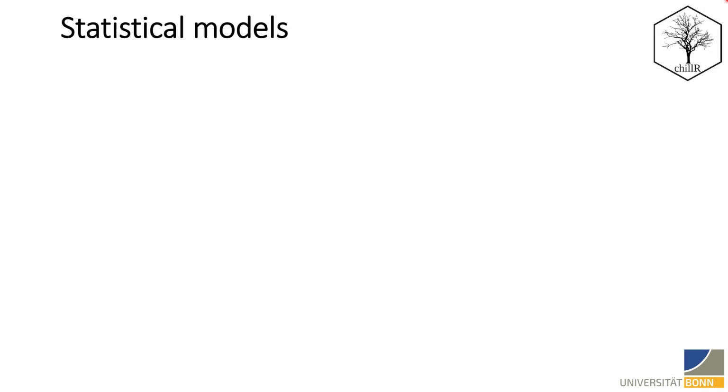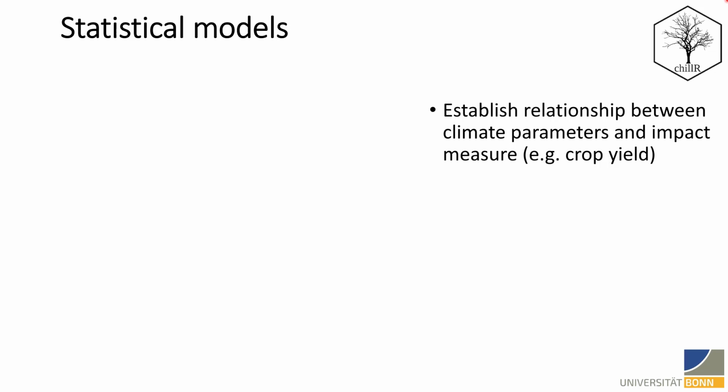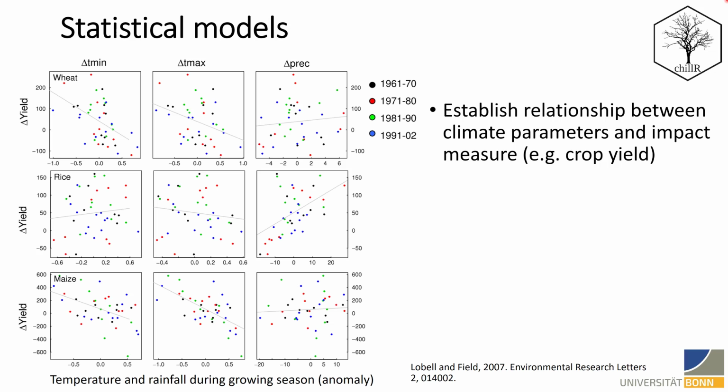The first category of models that we have available to us is so-called statistical models. Most of us will have used some statistical models. These are, well, regression approaches and some sort of trend analyses. Basically, it's the establishment of a relationship between climate parameters and an impact measure, for example, the crop yield.